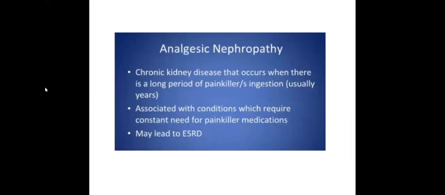Then the next disease of the renal system is analgesic nephropathy. Patients who are on painkillers or analgesics for a longer duration develop CKD or some kind of nephropathy. It is associated with conditions which require a constant need for painkiller medications, and that may also lead to end stage renal disease.